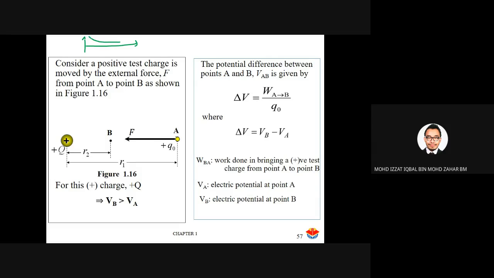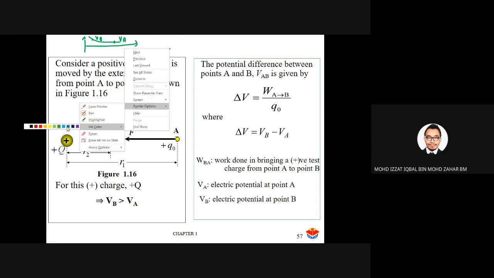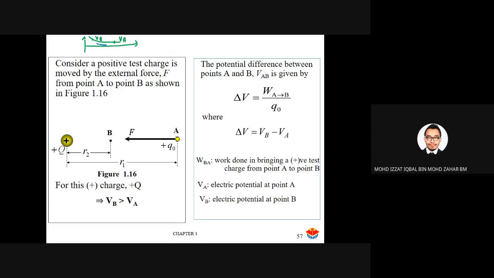So here, it looks like VA is somewhere over here, because it is far, and VB is near. But the motion would be from A to B. The graph I drew actually depends on the distance. You can see here that A is actually further away from the positive charge, so A is more to the right. B is closer to the positive charge.